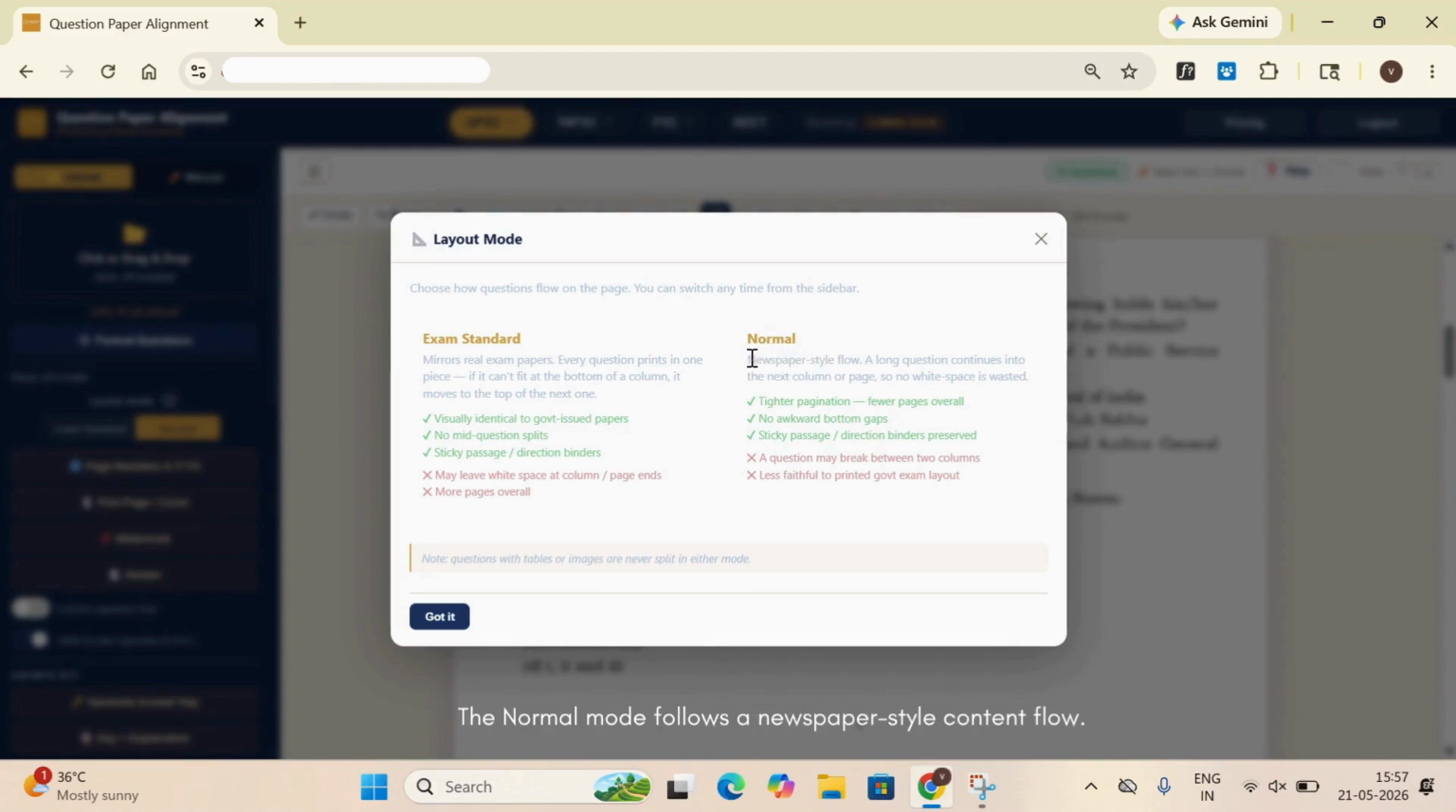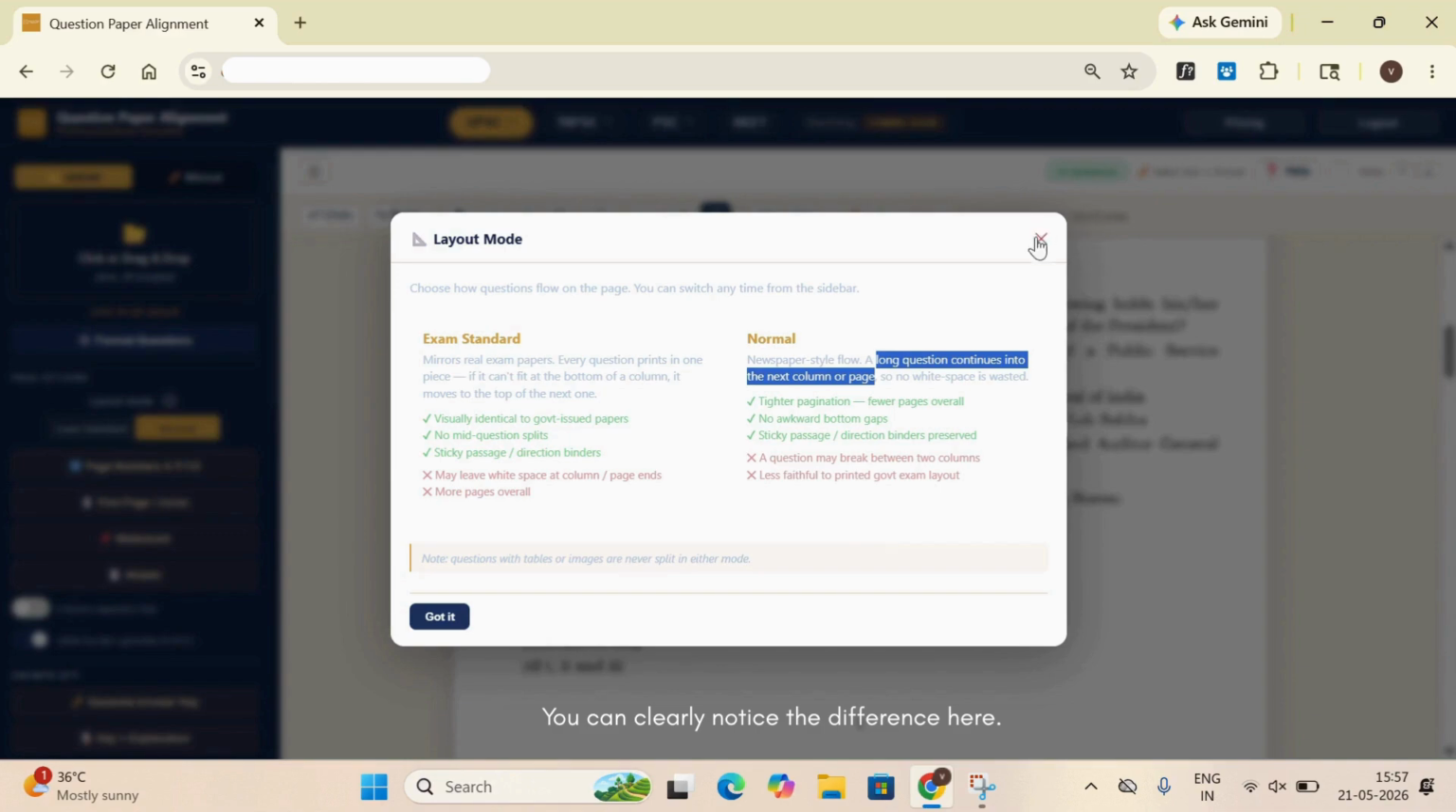The normal mode follows a newspaper style content flow. Here, long questions can continue into the next column or even the next page. This helps utilize space effectively and reduces unused white space in the document.